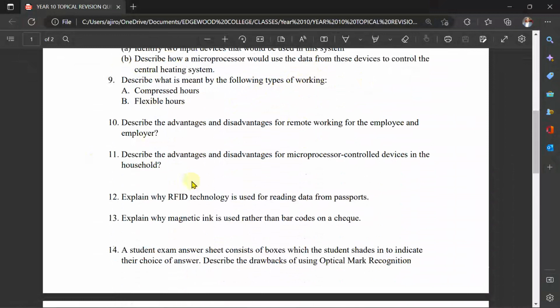Now, to go back to our question: explain why RFID technology is used for reading data from a passport. Why is it used? One, it is more secure than a traditional passport, as biometric measurement data is difficult to forge. The RFID will point out if it's forged or not. Counterfeits can easily be identified.